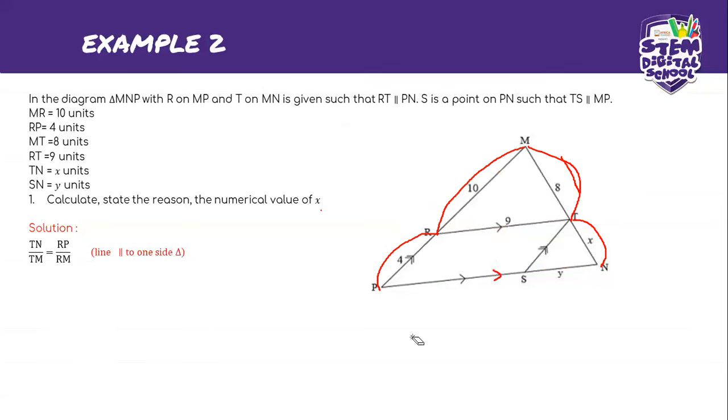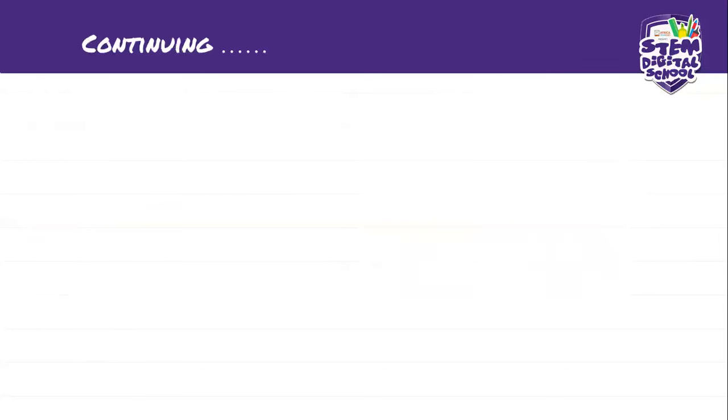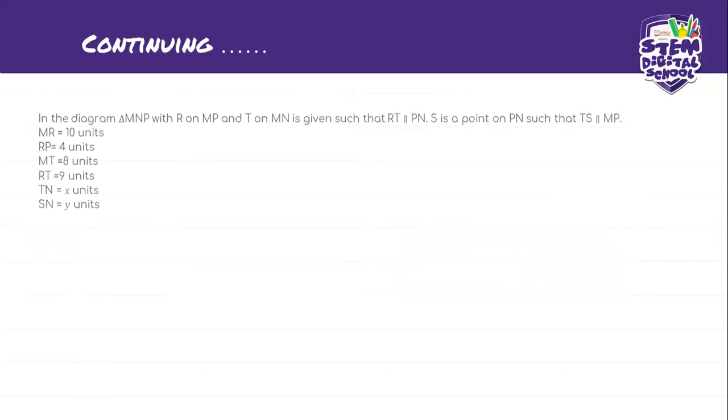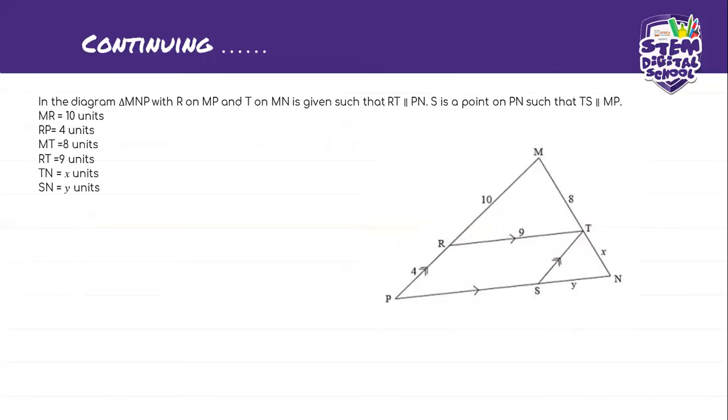Now, the next step, we're going to substitute. Since we are in need of X, then we put X there. TM is equals to 8 there. And then RP is 4. Then RM is 10. Then you're just going to cross multiply. Then the value of X in this case is 3,2 units. So we've just determined the value of what? X, right? Now the question still continues. Remember, we still have to determine the Y here because the Y is unknown. Let's do that.